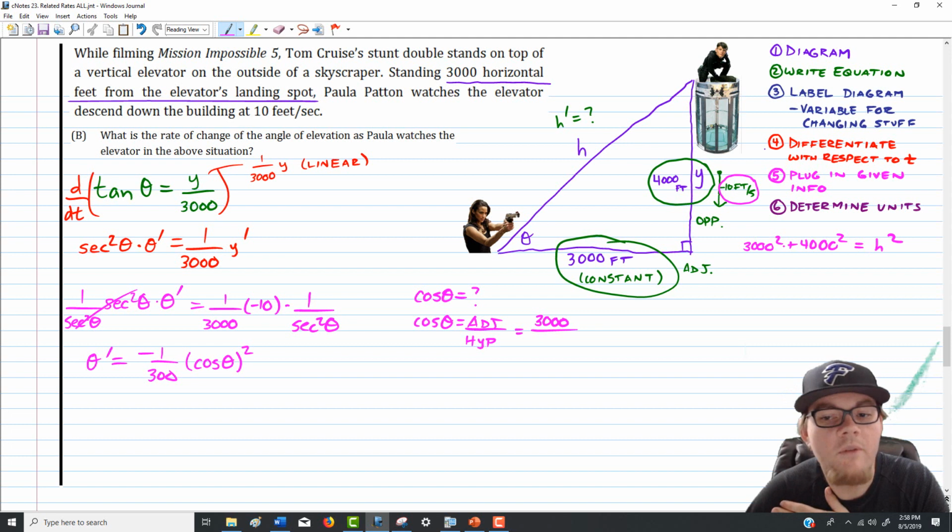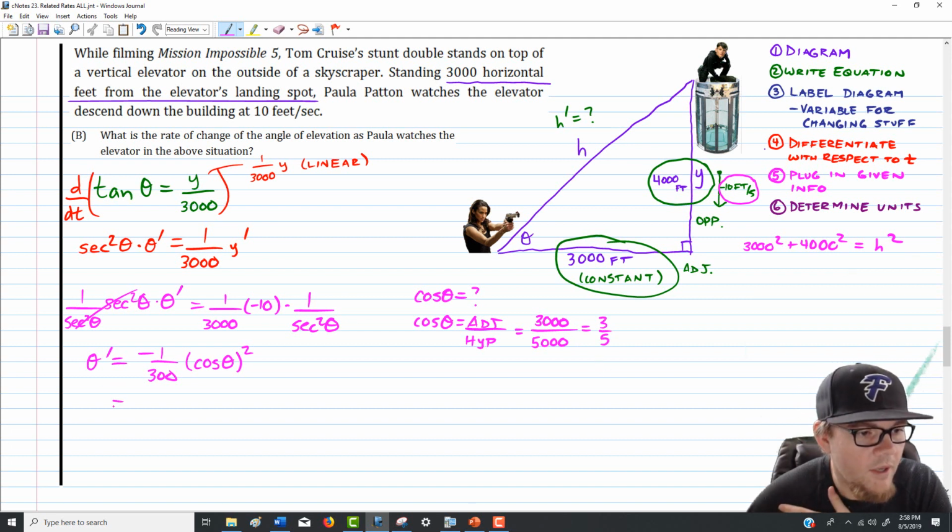Now this is actually a 3-4-5 right triangle here. It's similar to, or proportional to, a 3-4-5. So I'm going to go ahead and point out that the hypotenuse is 5000. But if you wanted to solve that, you obviously could. And the nice thing is that tells us that cosine is actually just 3 over 5.